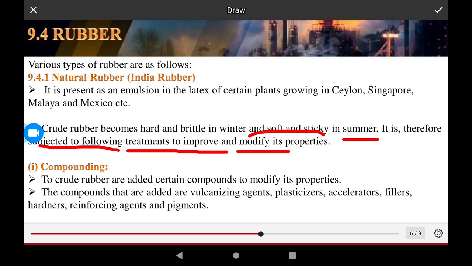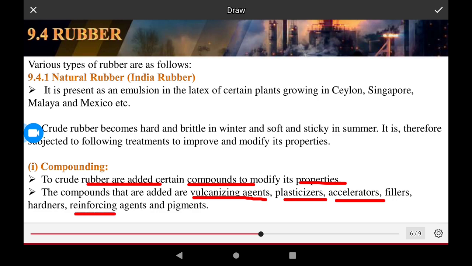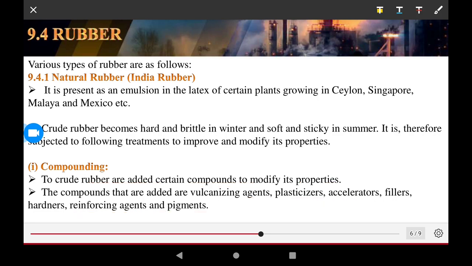The treatment is compounding. To the crude rubber certain compounds are added to modify its properties. The compounds that are added are vulcanizing agents, plasticizers, accelerators, fillers, hardeners, reinforcing agents and pigments.